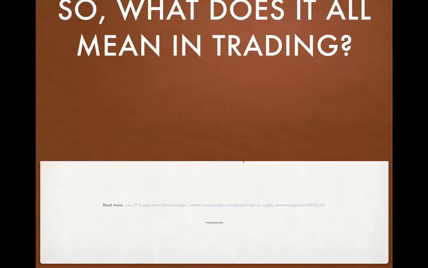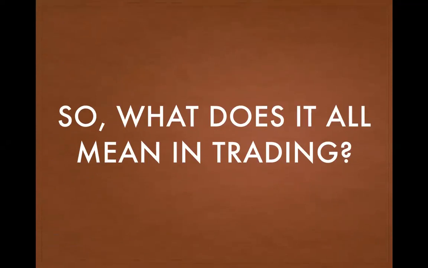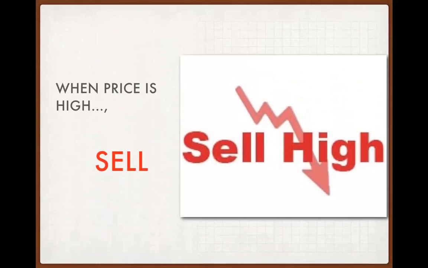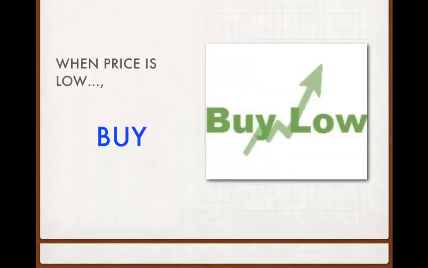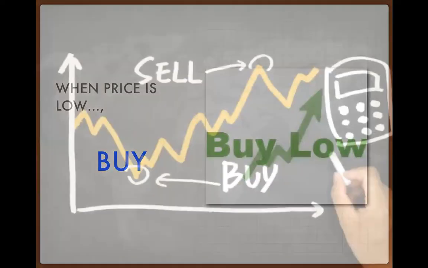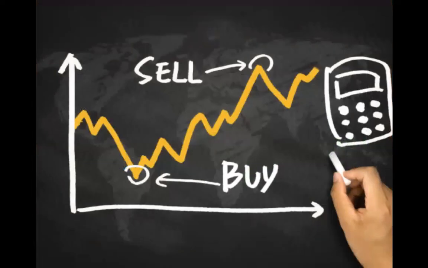Let's move along, because now we need to figure out what all that means in terms of trading. You all are Forex traders, commodities traders, futures, options, stocks, what have you. What does it all mean when it comes to trading? Simply, when price is high, sell. Sell high. And when price is low, buy. Buy low. Our world is built upon this economic principle of supply and demand. Simply sell high and buy low.